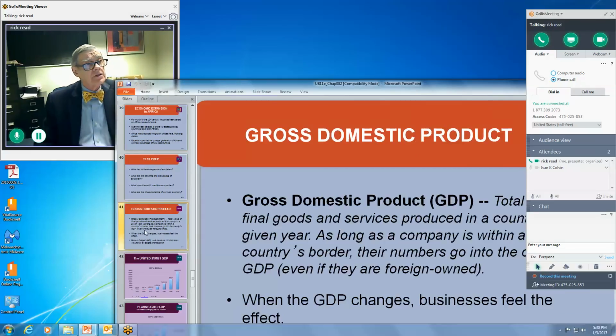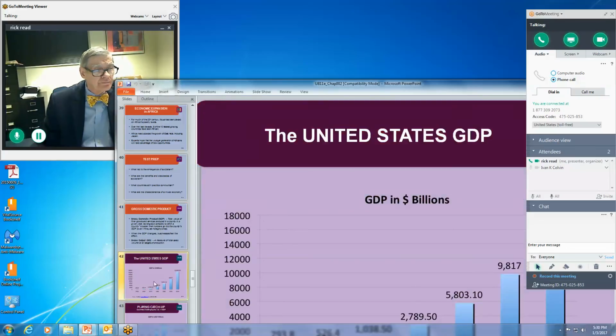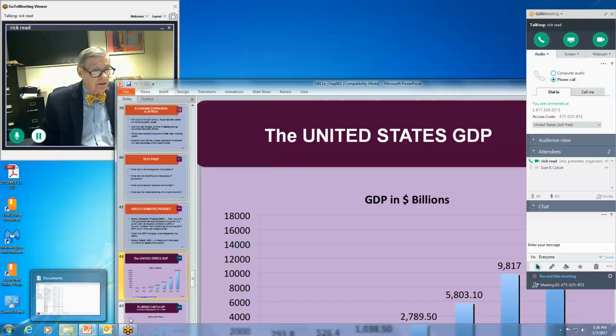These are some of our key economic indicators. Gross domestic product. That's the total value of the final goods and services produced in a country. And here we're talking about the United States in a given year. As long as the company is within the country's border, all those numbers are added up and they go into what's known as the gross domestic product. I don't think you're going to be able to see this too well, but this is the gross domestic product of the United States.